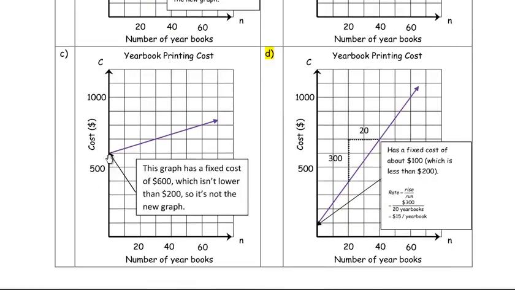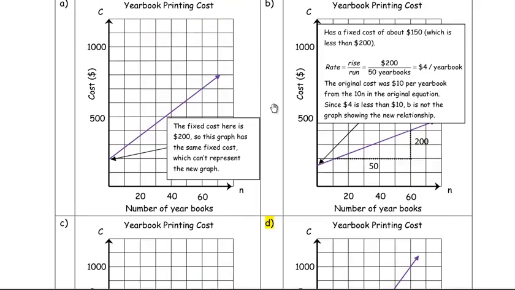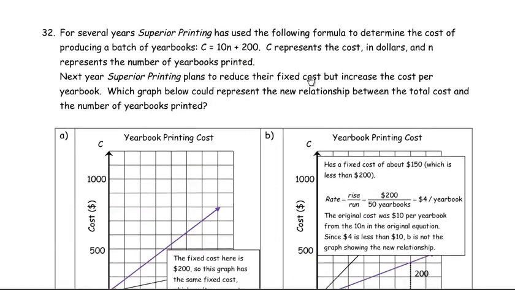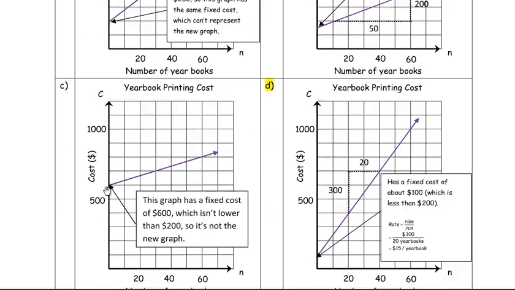C has a higher fixed cost. It starts at 600, but remember up here they're going to reduce their fixed cost. If the fixed cost was 200, reducing it wouldn't mean it's going to be $600. So C is not correct, definitely.